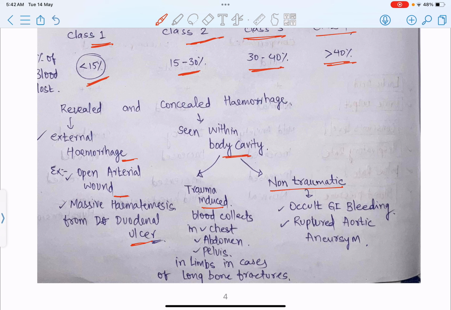In the trauma induced type, blood collects in the chest, abdomen, and pelvis, and in limbs in cases of long bone fractures. Non-traumatic is because of occult GI bleeding and ruptured aortic aneurysms.